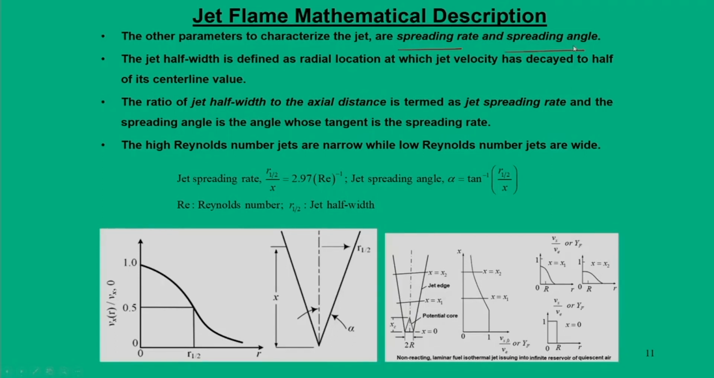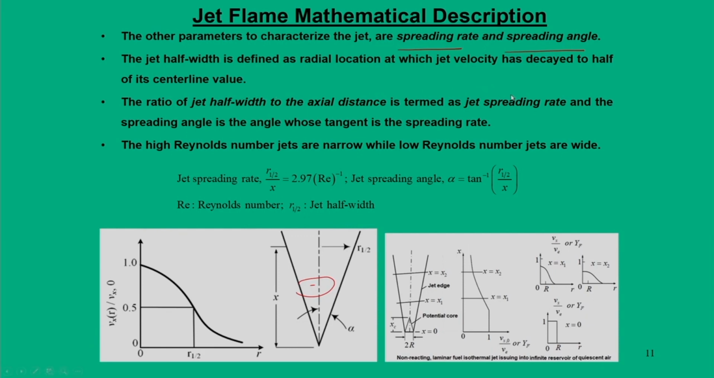The next parameter that we are looking at is the jet spreading rate and the spreading angle. We define this jet spreading rate with respect to the jet half width. So, what does this mean? If you plot the non-dimensional velocity with respect to radius, that means along this radial profile, we find that at one particular location, that is r half, or jet half width, this ratio value drops from 1 to 0.5. The ratio of jet half width to the jet axial distance is referred to as the jet spreading rate, and the jet half width is defined as the radial location at which the jet velocity has decayed to half of its centerline value.